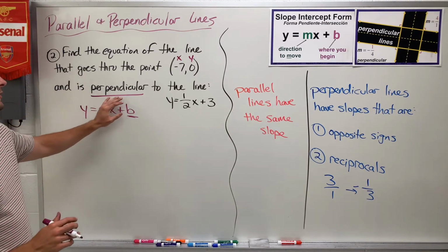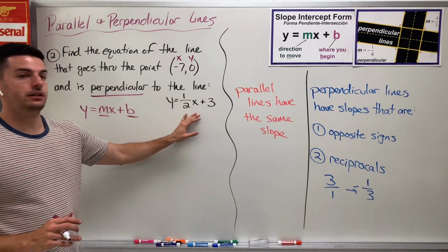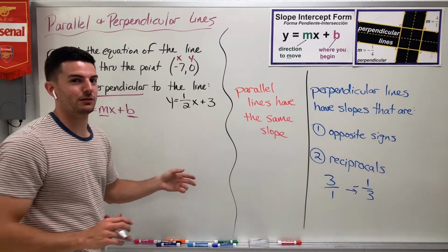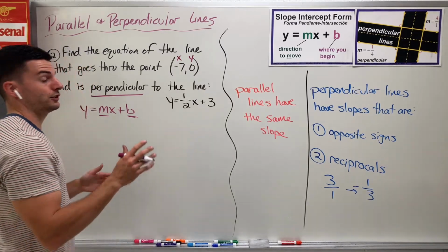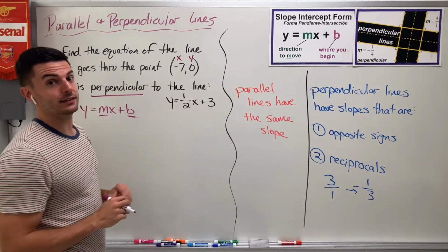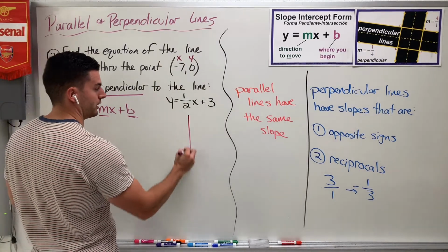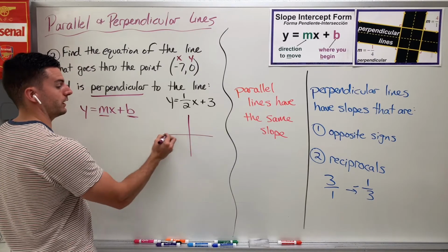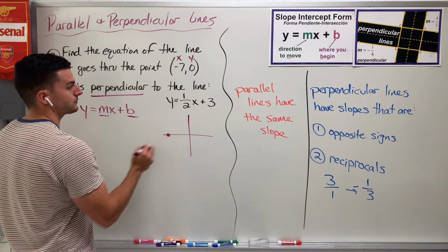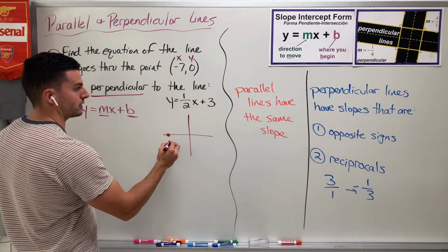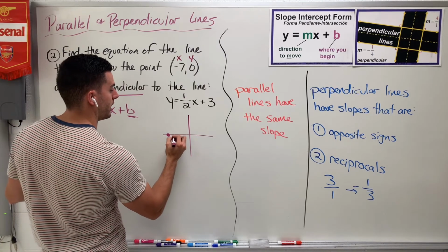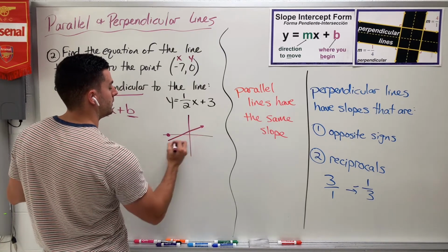But let's think about this. Perpendicular to the line here. So it's kind of the same as the last one where I'm given some random point and I'm told some other totally separate line that it's perpendicular to, okay? So again, sketching that and drawing that out can help. So negative 7, 0 is like here. The line 1/2 x plus 3 would look something like this, okay?